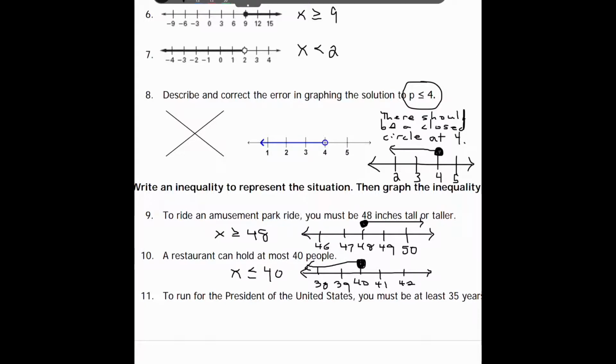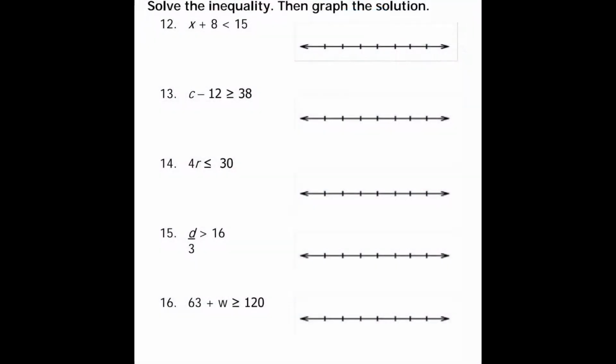Okay. Number 11. To run for the President of the United States, you must be at least 35 years old. So you must be 35 years old or older. So you must be greater than or equal to 35 years old. Time for our number line. 35 right in the middle. Couple of values to the left and right. A nice filled in circle at 35. And greater than or equal to, we are pointing to the right. All right, moving on to the next page.